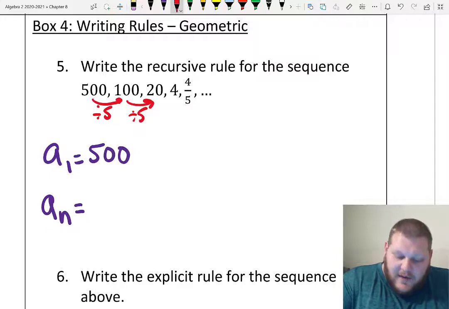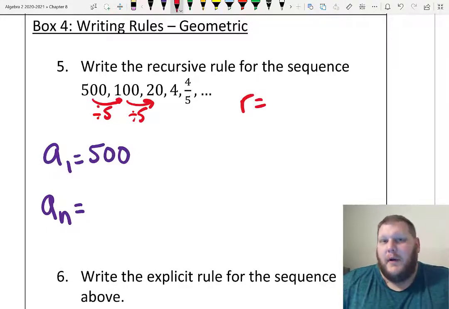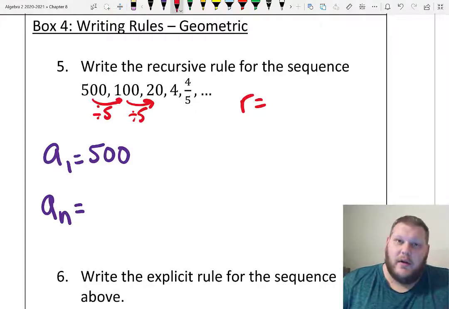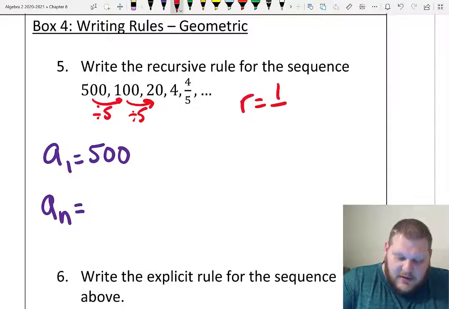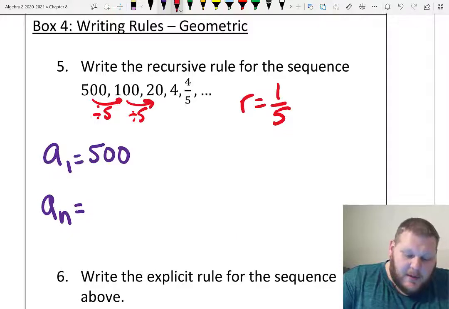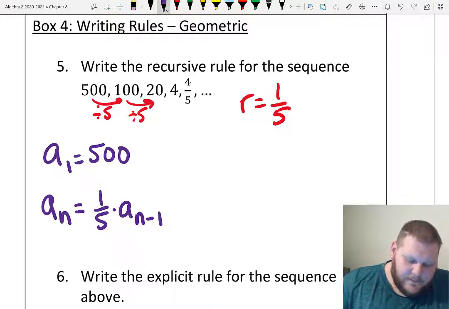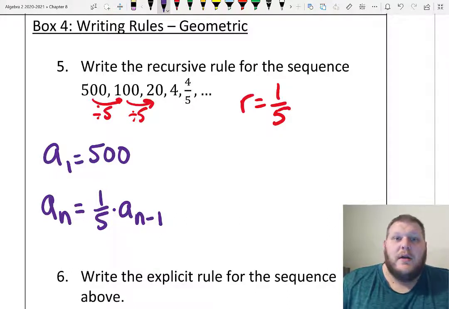But remember, our r value that shows up in our equations for geometric has to be the multiplier. Just like when we were doing exponentials back in chapter 6, we had to have our r value be the multiplier. In this case, if it looks like division, we just put it as a fraction, 1/5. So that's my multiplier, that's my r value, 1/5 times a sub n minus 1. So that'll be my rule recursively.